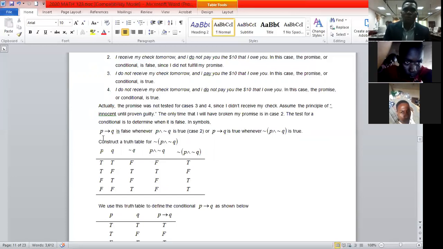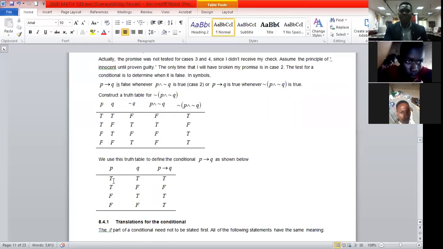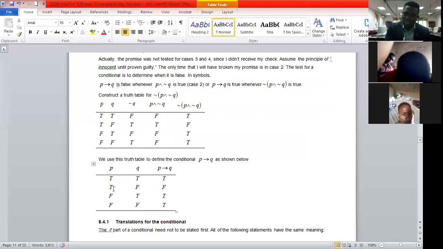We want to do a truth table for the conditional. So look at it. The first one is for the conditional. That is the final truth table. I receive the check, I pay the person, and that equals true. I received the check, I did not pay the person, and that equals what? False. Okay? I did not receive the check, I paid the person, that is true. I did not receive the check, I did not pay the person, that also is true.